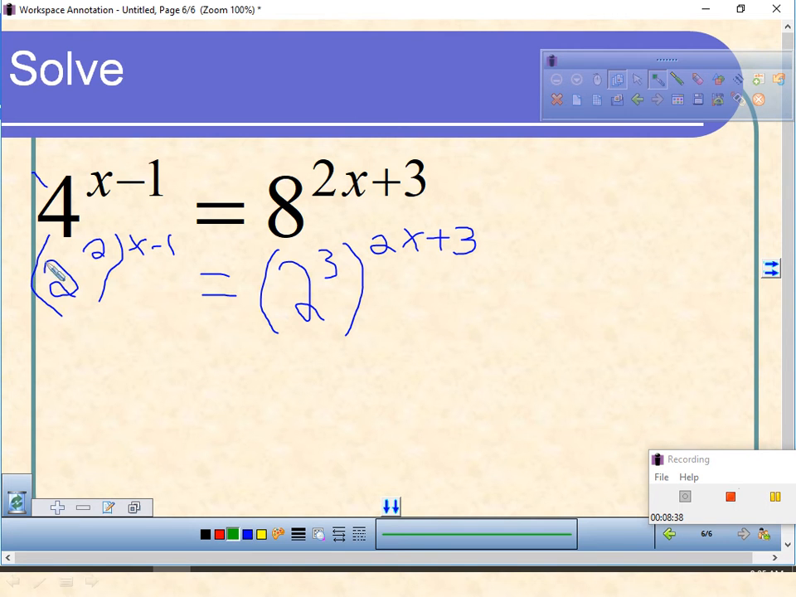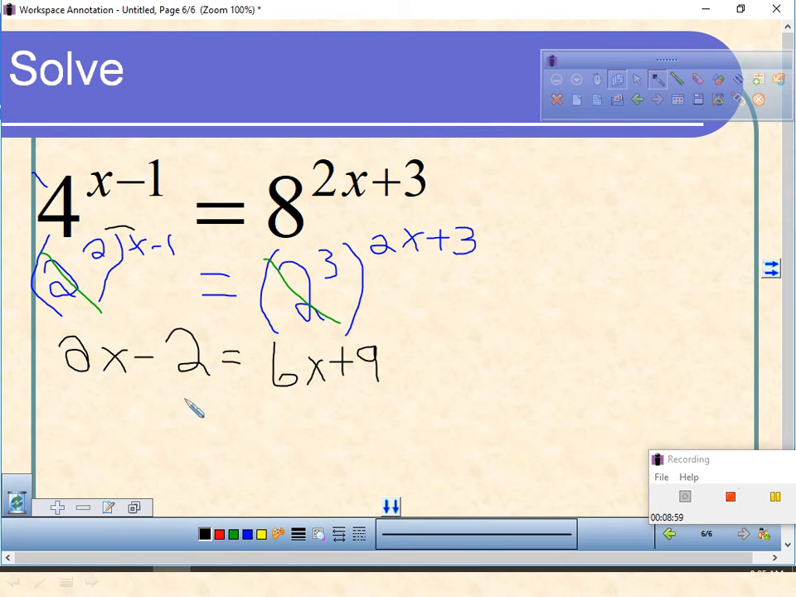All right, once I've done that, now I notice that they do have the same base, so I'm just going to cross out those two bases of 2, and now let's just distribute. And so I'm going to get 2x minus 2 equals, and over here I'm going to get 6x plus 9. And so then it's simple from there. You just solve this equation.